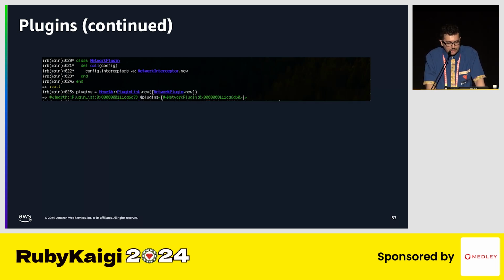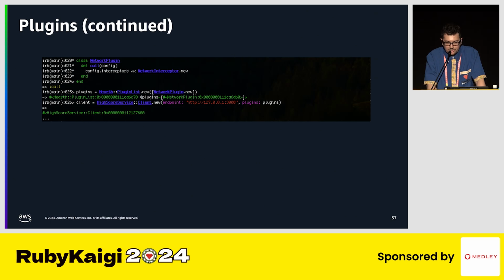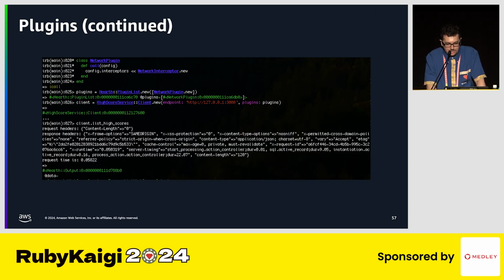We then register the plugin in our plugin list. We then initialize the client with the plugin list and then call list high scores. We can see that our plugin executes the interceptor as expected.